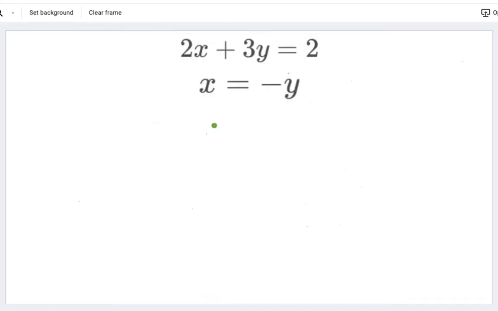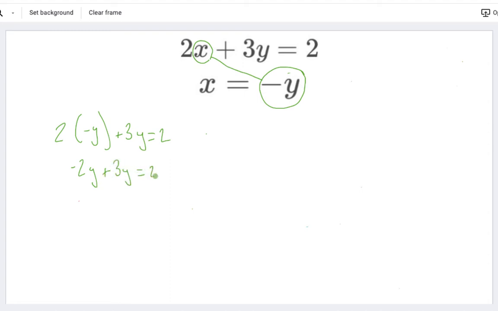So remember, we want to substitute one thing back into the second equation. In this case, we have x equals negative y, so I'm going to substitute that into the first equation instead of writing x. So I'm going to have 2 times parentheses negative y, plus 3y equals 2. 2 times negative y is negative 2y, plus 3y equals 2.